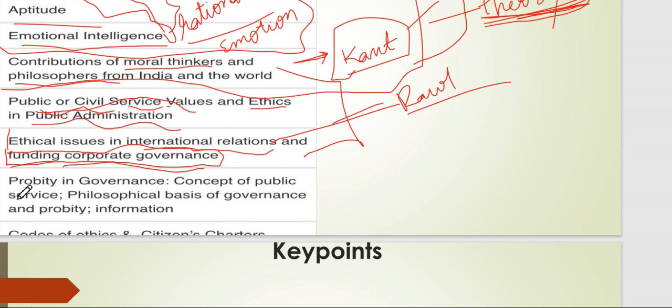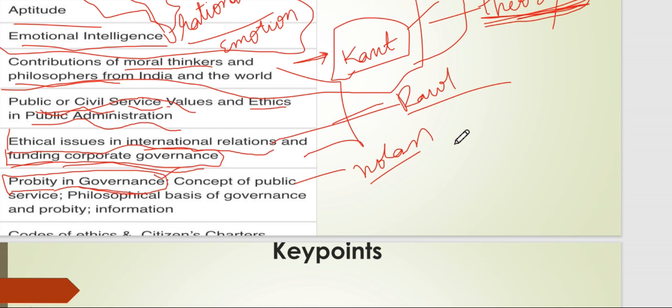Then, probity. This probity is a concept on which you can rely to ensure good marks, at least in some subset of ethics. And this probity in governance is the most repeated part that you find in your examination questions. So probity, if linked with the Nolan Committee or even the Administrative Reforms Commission report, you get good content on which many questions will be framed. So the philosophical basis of governance and probity also forms part of it.